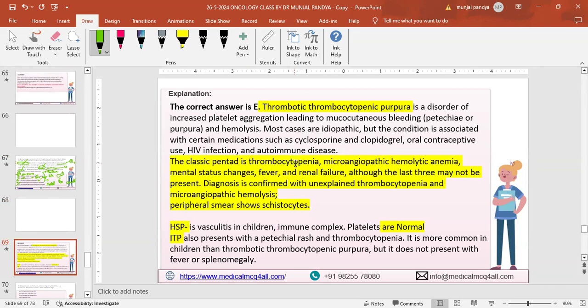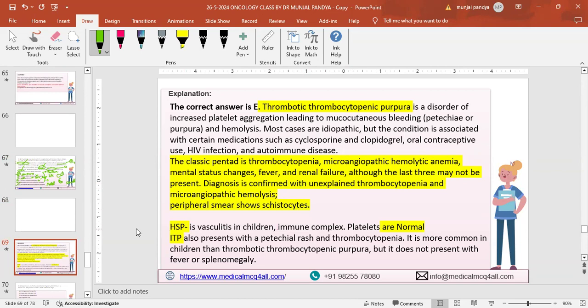Classical pentad: thrombocytopenia, microangiopathic hemolytic anemia meaning low HB, low platelet, mental status changes, neurological involvement, fever, and renal failure. Although the last three may not be present, diagnosis is confirmed with unexplained thrombocytopenia and microangiopathic hemolysis and schistocytes in the peripheral blood.